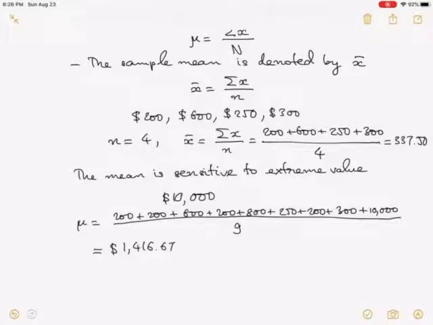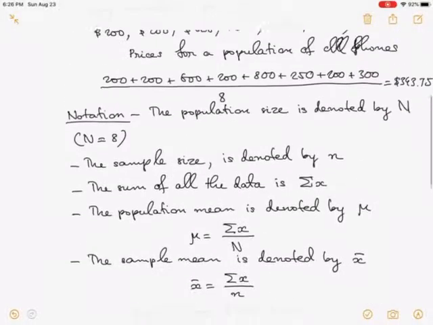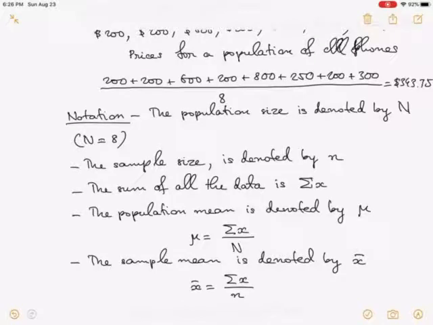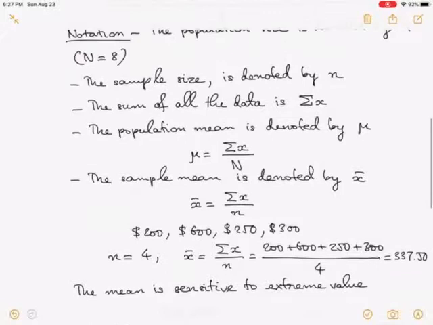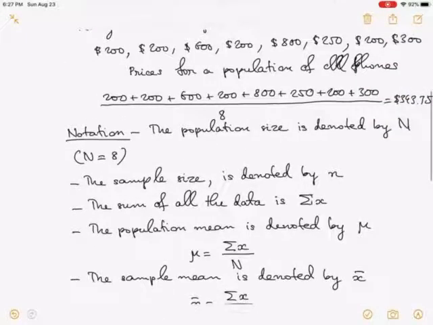That is more than 4 times the previous mean value, 343.75.